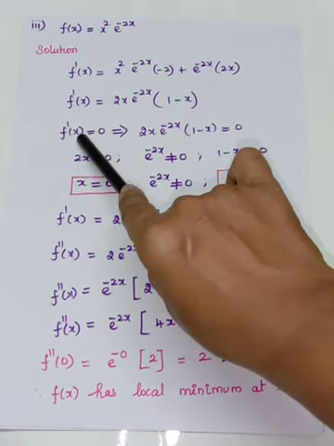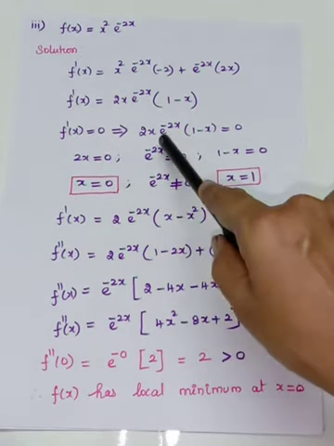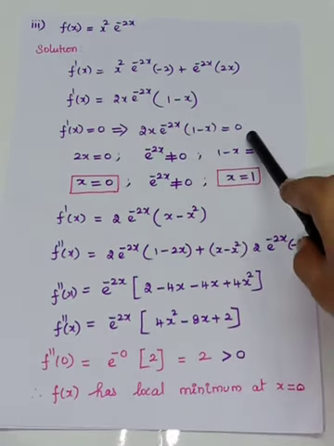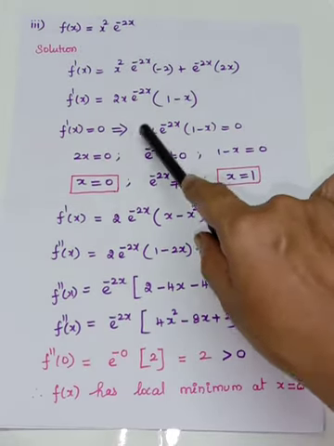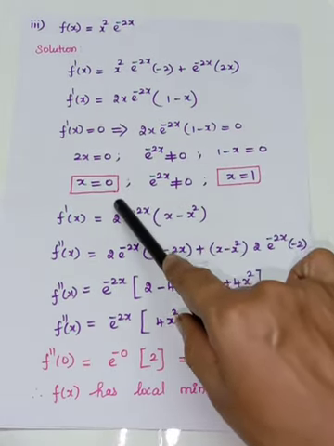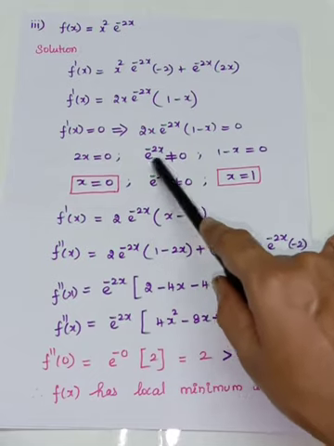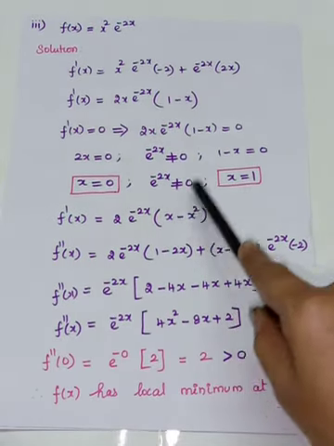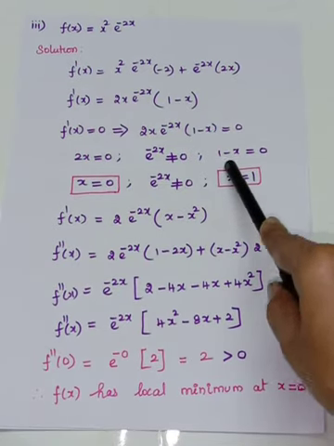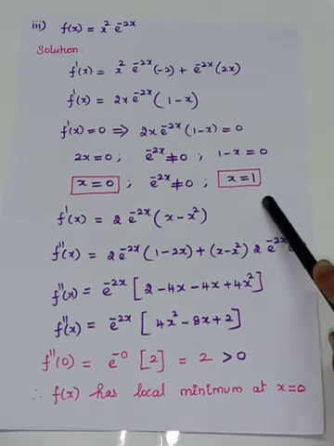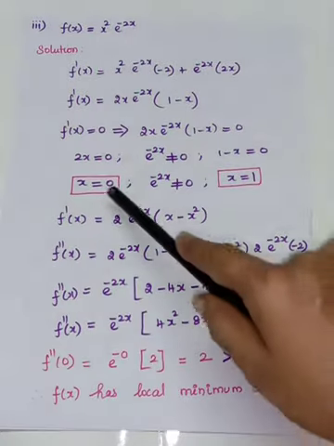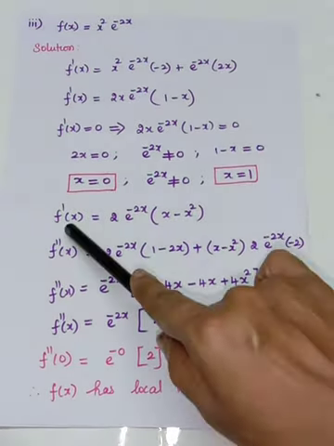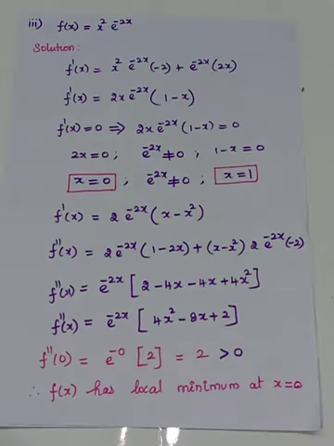So equate f dash of x is equal to 0. So 2x e power minus 2x into 1 minus x is equal to 0. 2x is equal to 0 means x is equal to 0. This exponential function is never equal to 0. So it is not equal to 0, I have written. Next factor 1 minus x, when equal to 0, x is equal to 1. So we have found 2 points. One is x equal to 0 and x is equal to 1. And you have to find the second derivative.